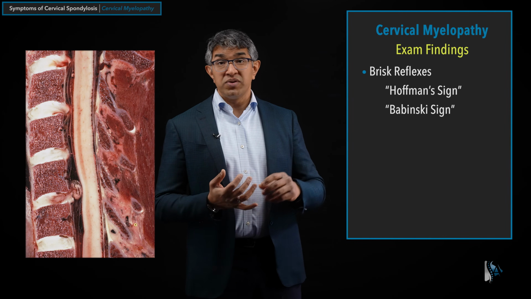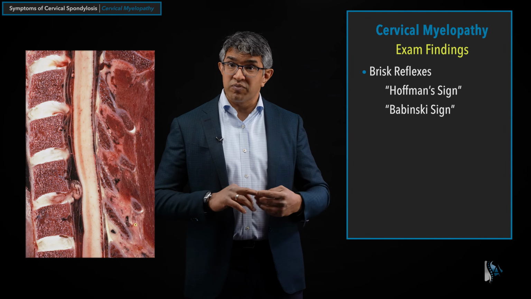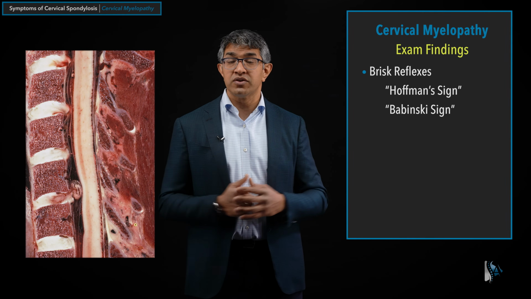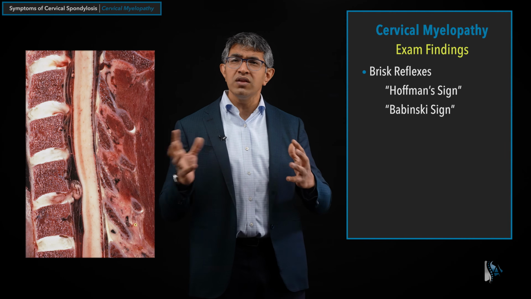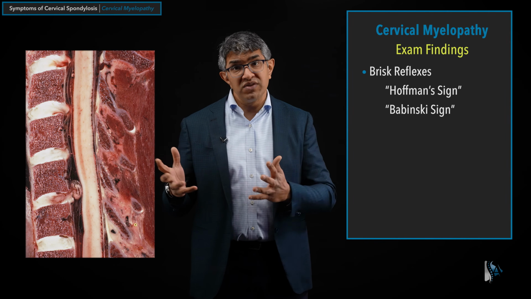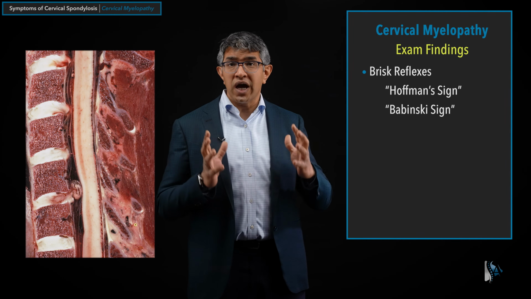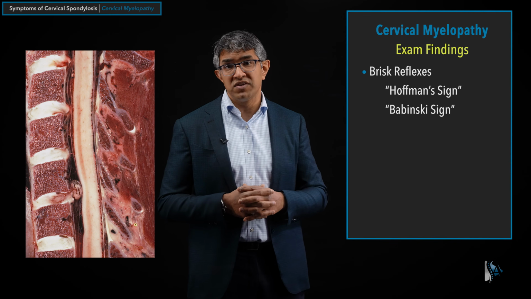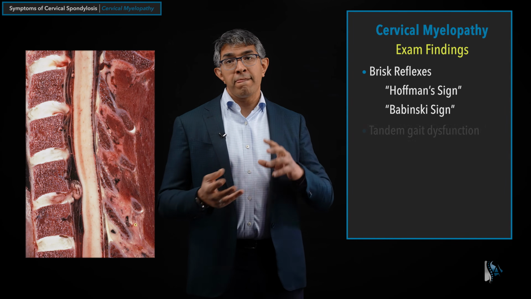Other things to notice will be something called a Hoffman sign, which is a sign of hyperreflexia as well. So if they're flicking your finger, that's why they're doing it. They'll look at some reflexes in your feet. All of that is to kind of gauge your spinal cord reflexes and spinal cord function. And in general, hyperreflexia is a feature of cervical myelopathy. We'll look at the gait.